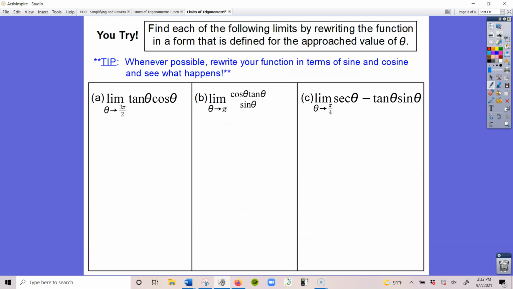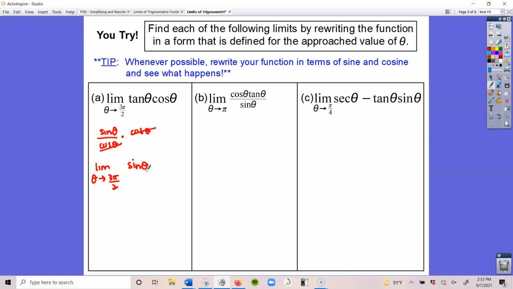Now let's try doing a couple of examples. We have here the limit as theta approaches 3 pi over 2 of tangent theta cosine theta. So let's see if we can rewrite this using only sine and cosine and then see what happens. Tangent is sine divided by cosine. And then we're going to multiply by cosine. See, now what happens here is the cosines cancel. So now my limit is the limit as theta approaches 3 pi over 2 of sine of theta.